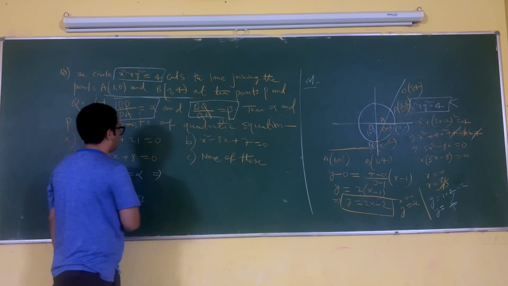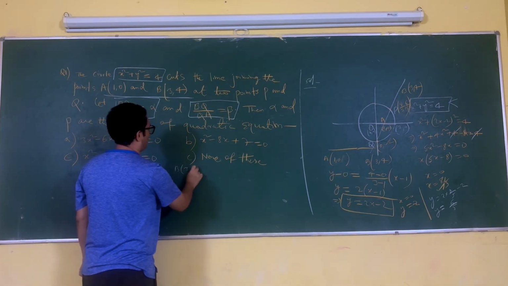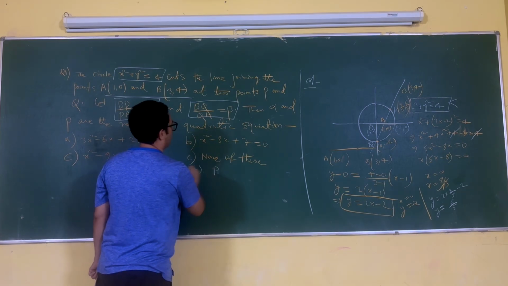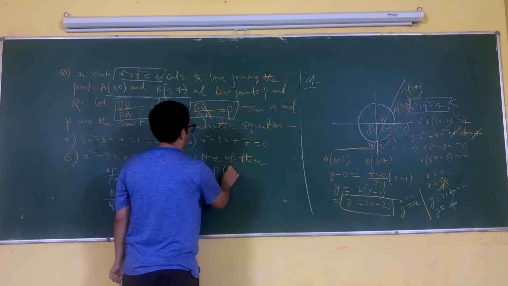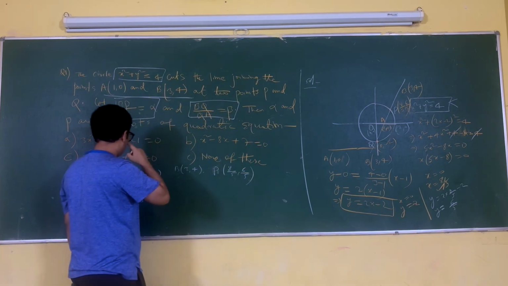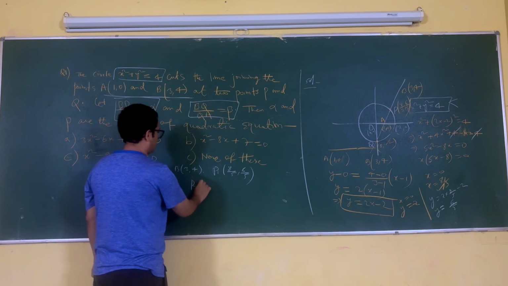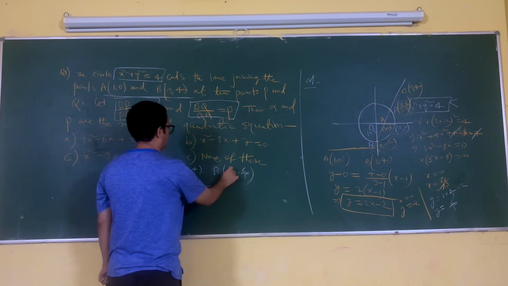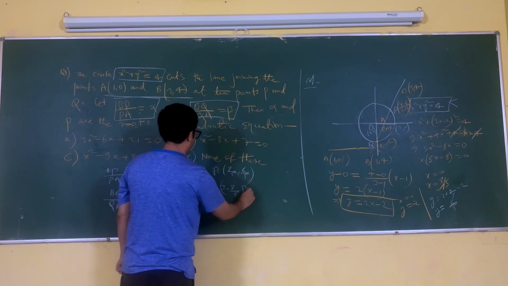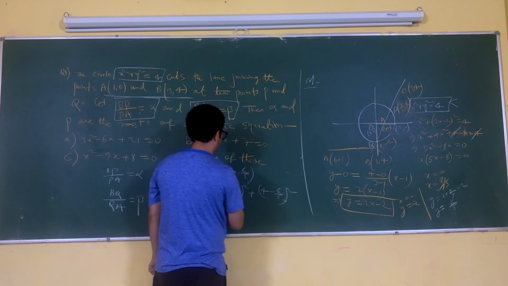It means, what is BP? So the coordinates of B are 3, 4, and the coordinates of P are 8 upon 5 and 6 upon 5. So if you want BP, BP is nothing but this minus this, so under root of 3 minus 8 upon 5 whole square plus 4 minus 6 upon 5 whole square.